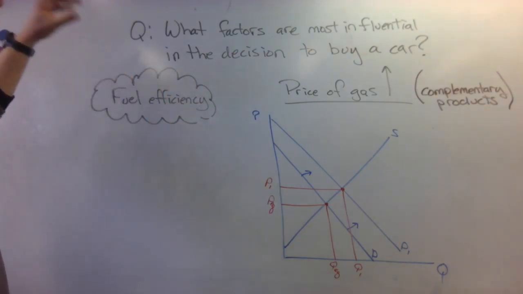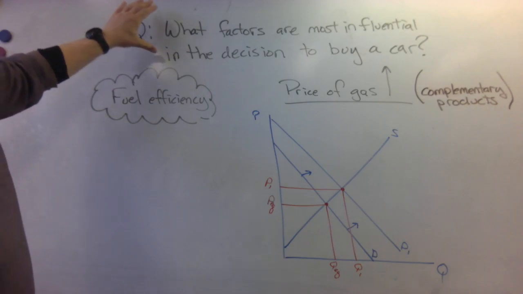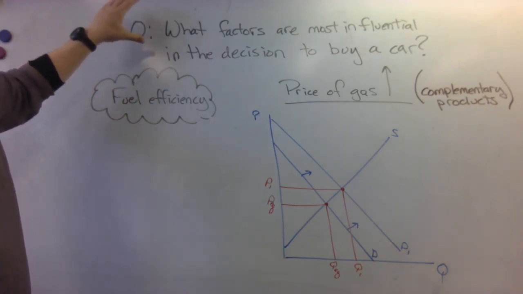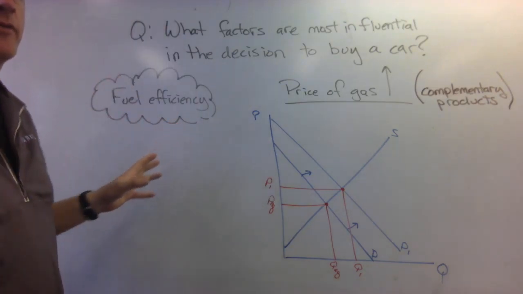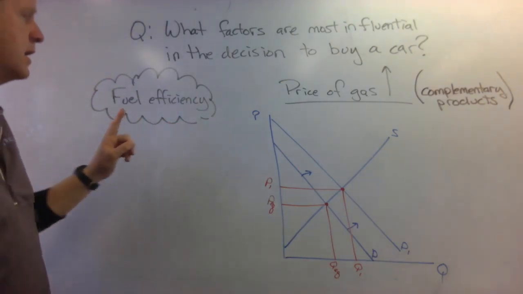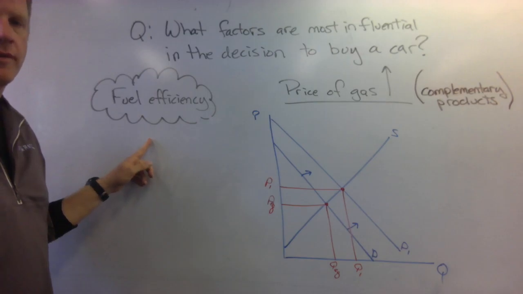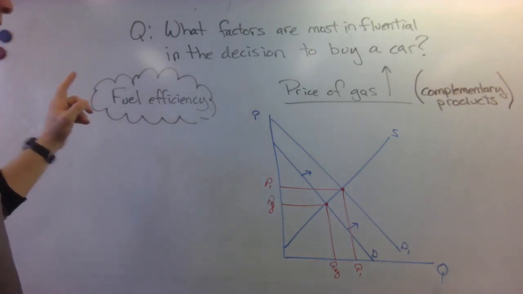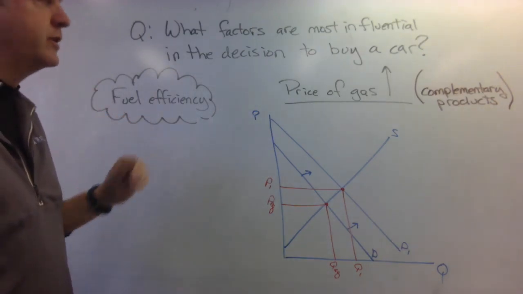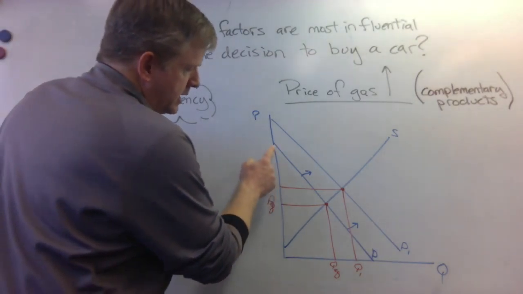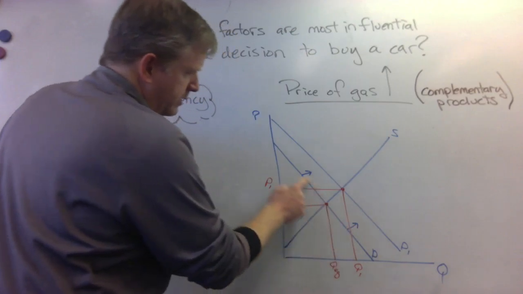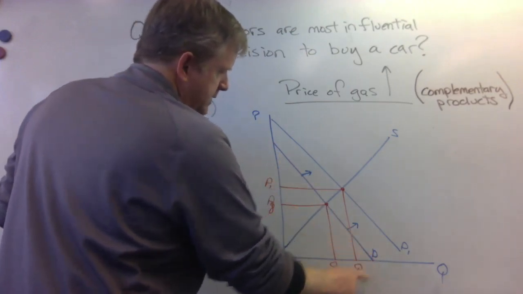So for example, let's say my guiding question is something like this: what factors are most influential in the decision to buy a car? And there's a lot of factors. You can probably think of about 10 of them right off the top of your head. But fuel efficiency might be a very important factor in deciding to buy a car. I want a car with a really high fuel efficiency. So I might have a demand curve for cars that looks like this one right here, demand curve D.